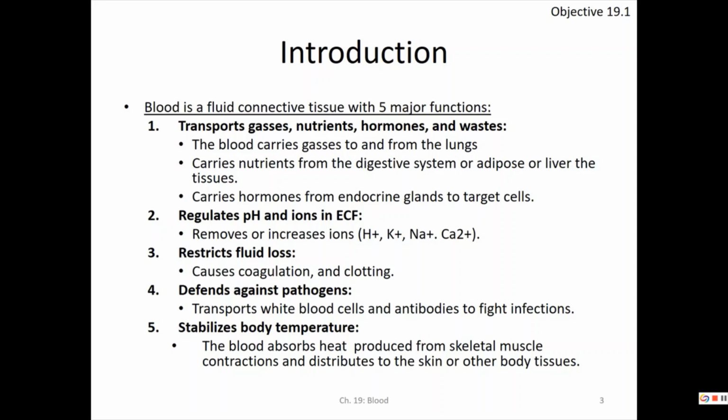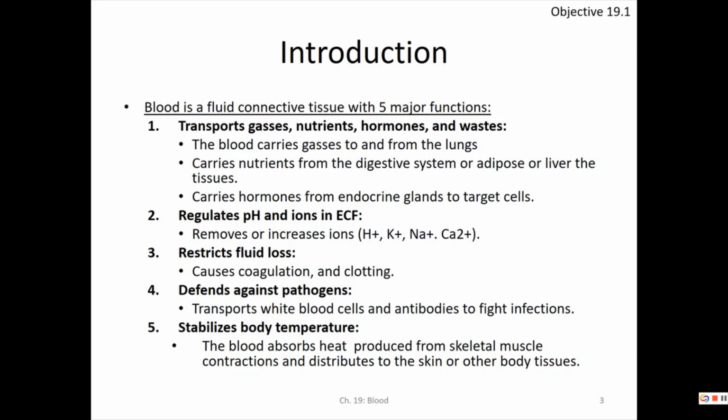And then it's also carrying hormones. We saw in the endocrine system that hormones are chemical messengers released from an endocrine gland that secretes into the extracellular space, extracellular fluids, that diffuses into your blood and then is carried by the blood to the target cells. So that is a thing. It is a transport medium for gases, nutrients, hormones, and waste products.